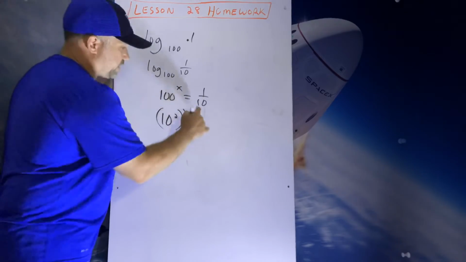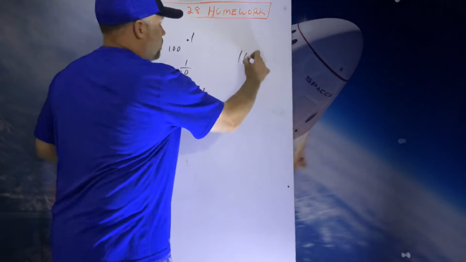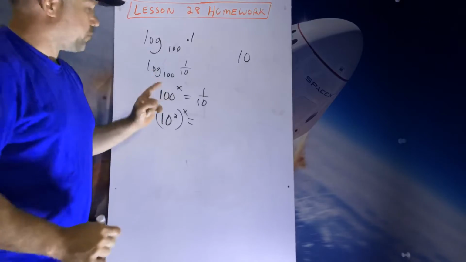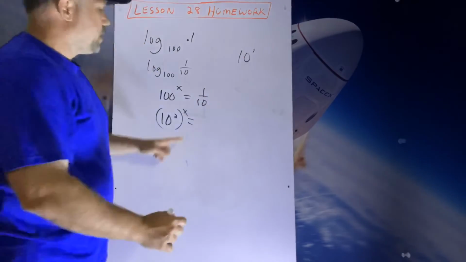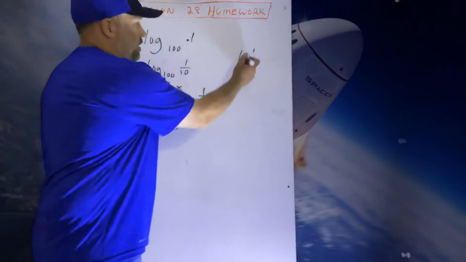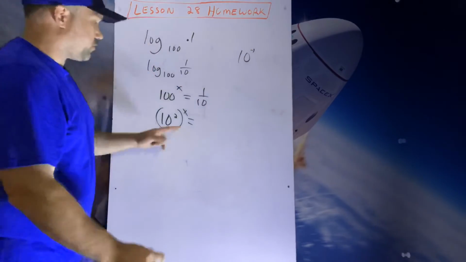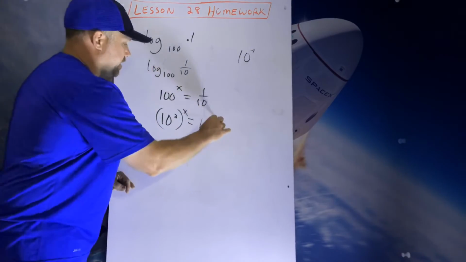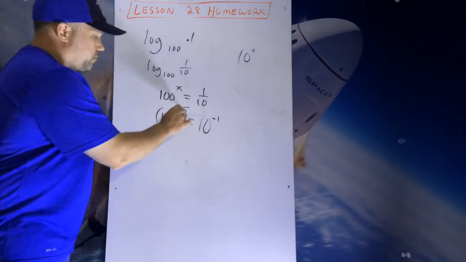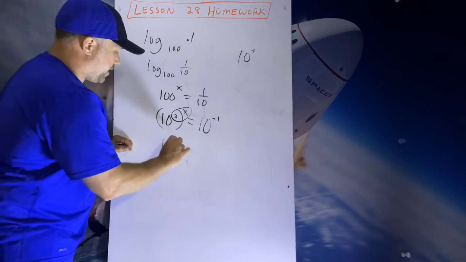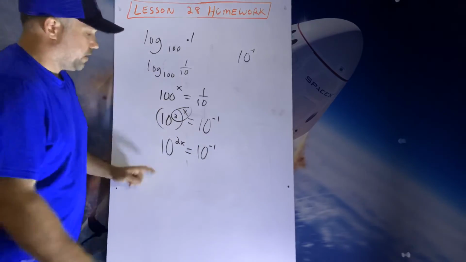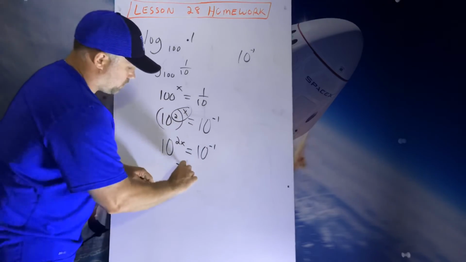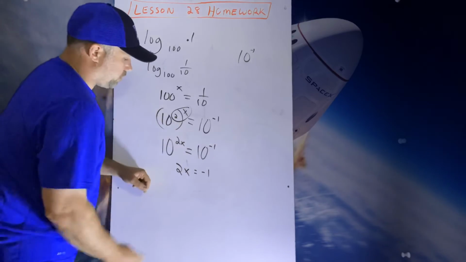Still being raised to the x. 1/10, okay, here we go with the negative exponents again. 10 is really 10 to the first, but it's 1 over 10, so I need to make it 10 to the negative first. So this side is going to be 10 to the negative first. Multiply those two together, I get 10 to the 2x equals 10 to the negative first. Bases are the same, so 2x must equal negative 1.